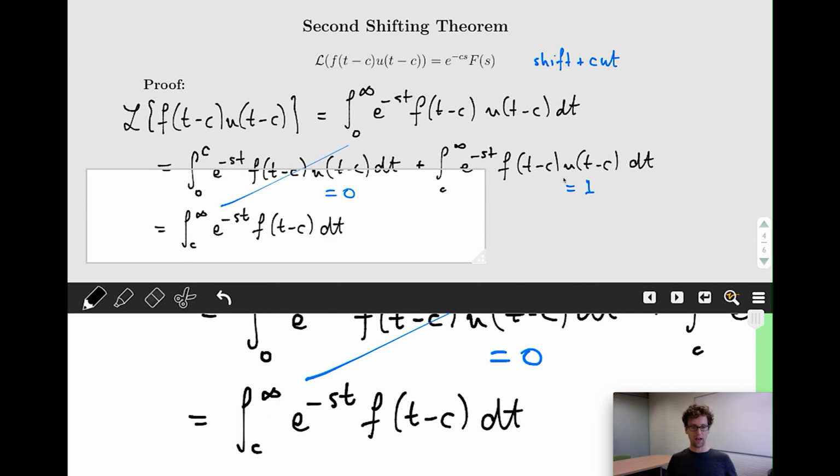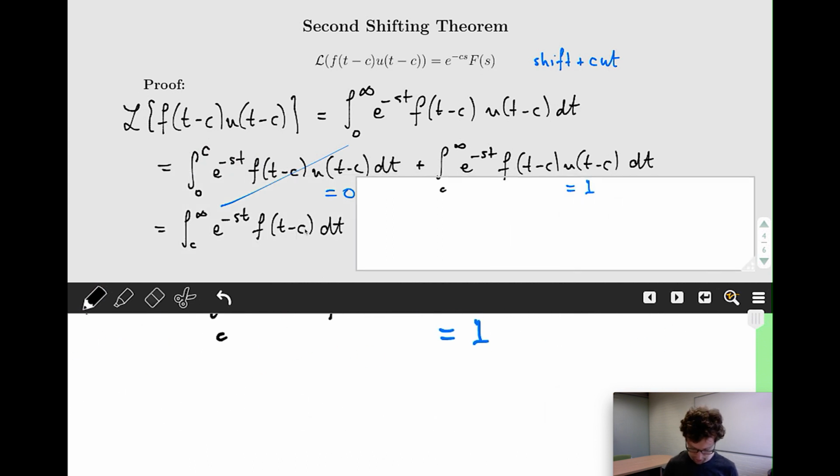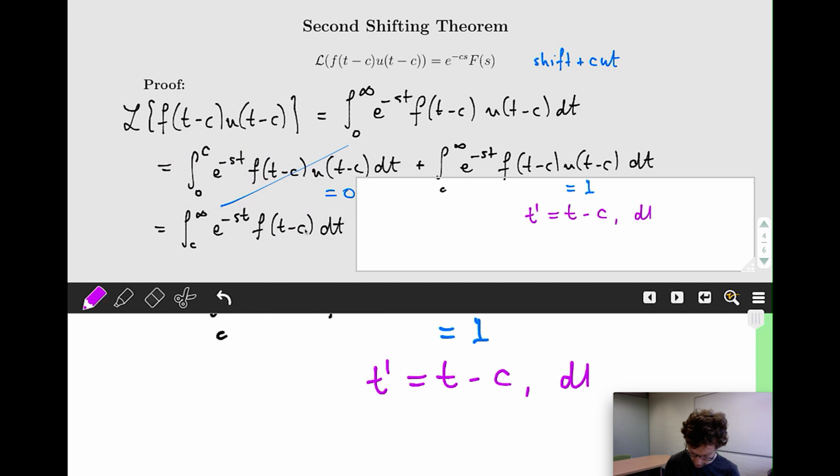Now, we're not quite there yet. This doesn't yet look like a Laplace transform. It's got too many differences. It's got an integral that goes from c to infinity rather than 0 to infinity, and it's got an f of t minus c here. So what I'm going to do is introduce a new variable, t prime, defined as t minus c. Now, when I'm introducing a new variable for integration by substitution, I need to find the derivative of that variable. So that will be just 1.